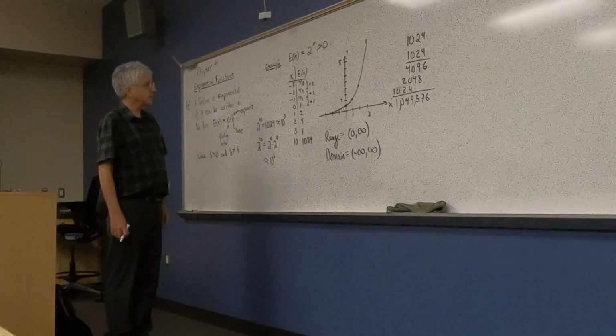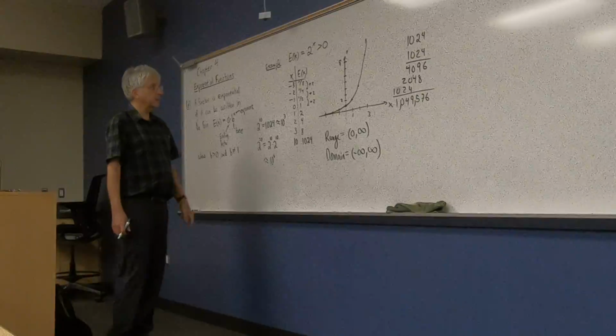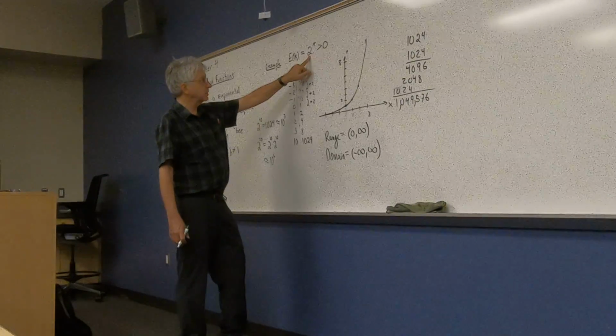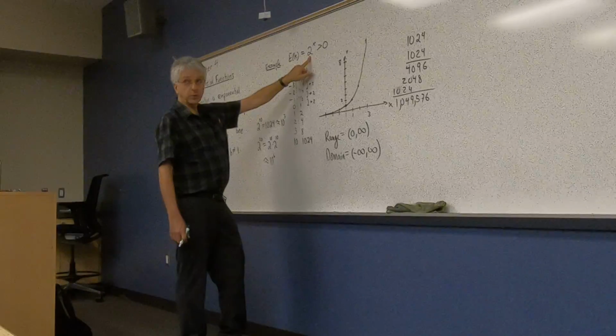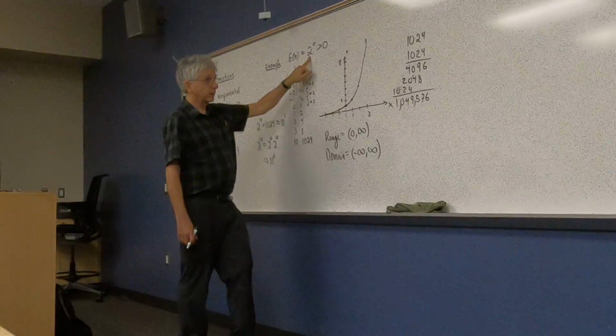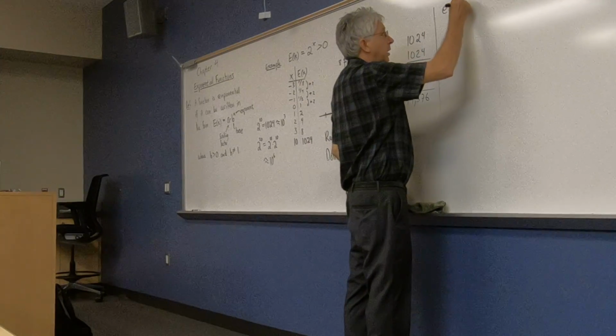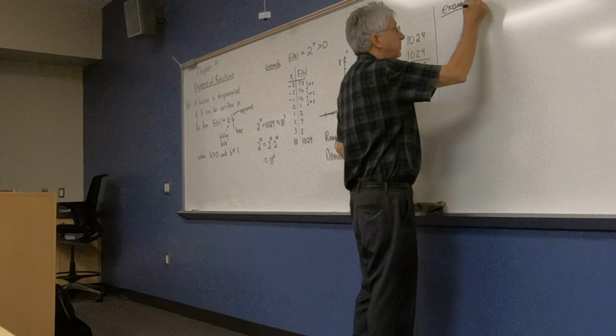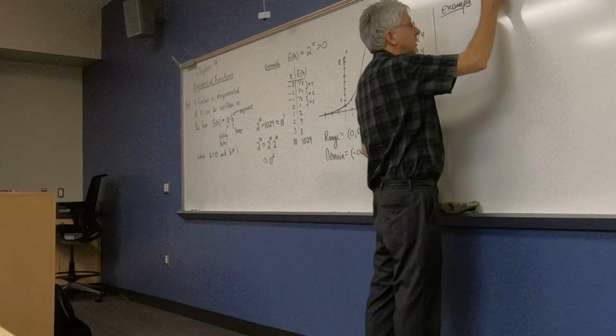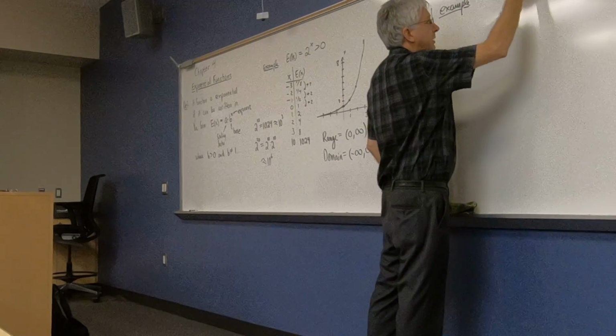Well, how about if the base were between 0 and 1? Here the base b is 2, right, which is bigger than 1. What would an example of that be? Here's another example. Example 2, which is going to be e of x, let's say, is 1/2 to the x. So again, a is 1.